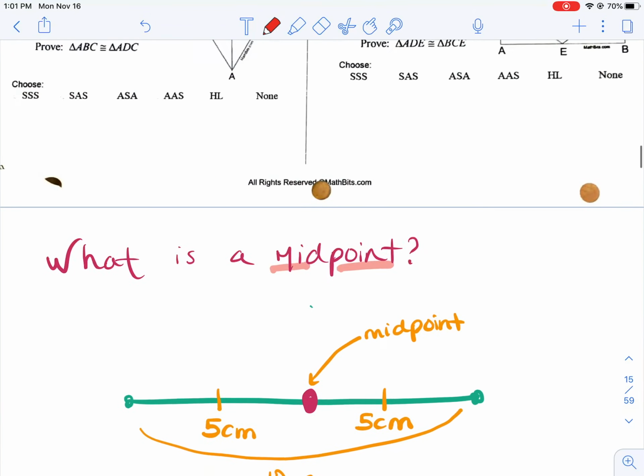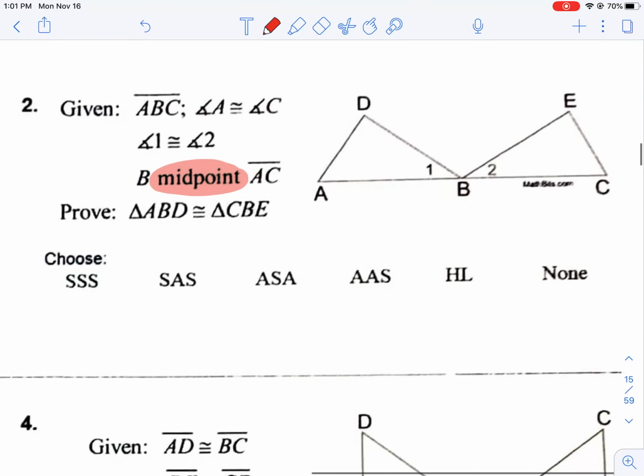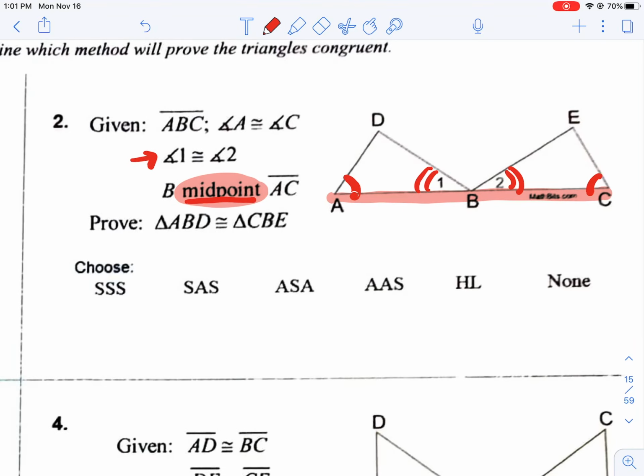Okay, so let's go back up to number 2. You guys are probably still there. I just was so excited about midpoint. I'm going to mark my picture up. All right, they told us we have a straight line, which doesn't really tell us much, but we know angle A is congruent to angle C. Again, I'm marking my picture. You should be doing this with me. Angle 1 is congruent to angle 2. Now, here's what we just learned. B is the midpoint. So if we have a midpoint, these 2 segments are congruent.